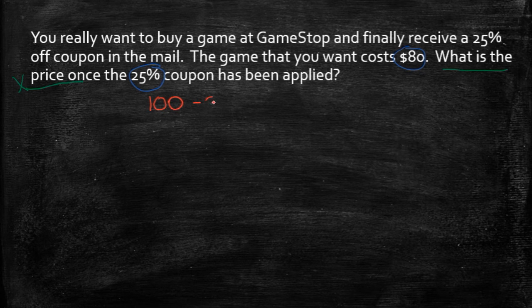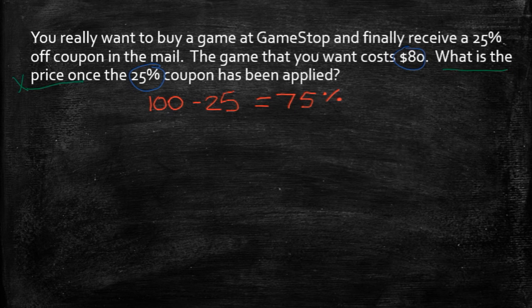100 minus 25. 25 is our coupon. You always subtract from 100. That's the rule, so you'll always do that. And we know that that equals 75%. So this is like, if you could actually do this in your head. This is like having $1 and subtracting a quarter. You would have 75 cents left. But if you wanted to use your calculator, you could, and you have 75% there.